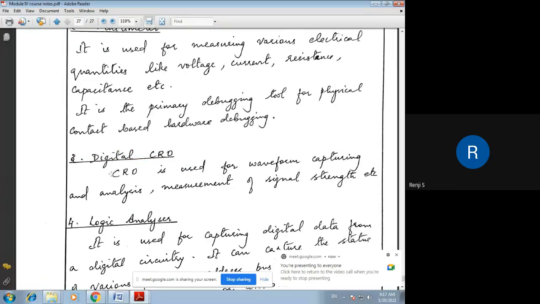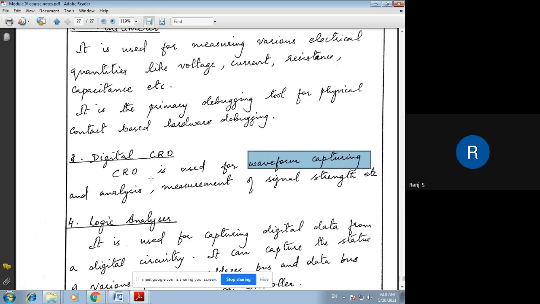So most of us have used digital CROs in electronics labs. It is used for waveform capturing. You can see the different kinds of waveforms generated, like the square wave, sine wave, etc. Mostly, we need to examine the output. We examine the output using CROs, and it is used for waveform capturing and analysis, also for measuring the signal strength. Since our hardware device has to be checked, we give in different input signals. We have to find out whether the signals are reaching the target board properly. So, in order to test these signals, we use the digital CROs.